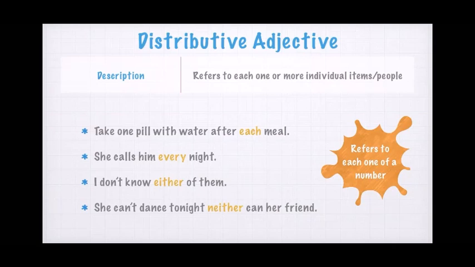So each of these highlighted words, each, every, either, neither, are all distributive adjectives which refer to each one of a particular number. So out of the whole, we are referring to one meal, we are referring to one night, we are referring to both of a number. So there are two, and we are using either to refer to both. In the last example also, there is she and her friend. So we are using the word neither to refer to both of them.